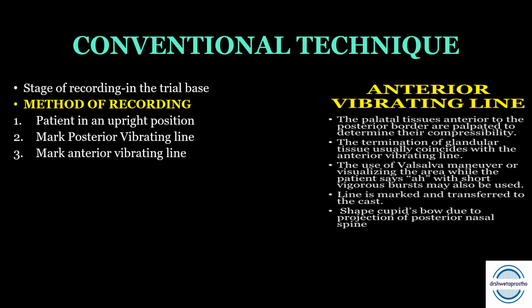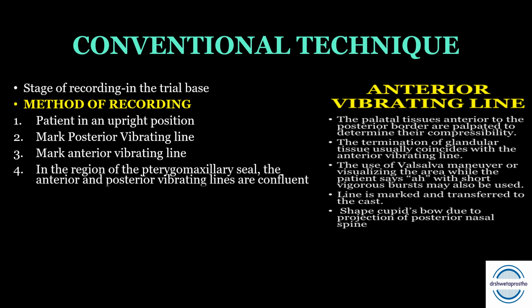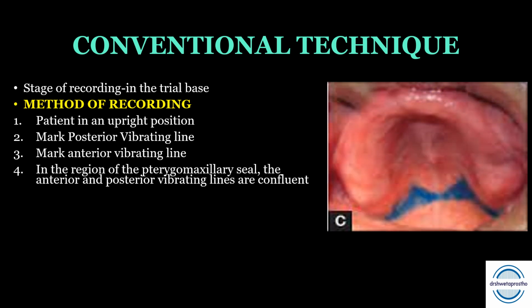Then this line is marked and it is transferred to the cast. It will be in the shape of Cupid's bow because of the projection of the posterior nasal spine. Now, in the region of the pterygomaxillary seal, the anterior and the posterior vibrating lines will meet. They are confluent. Okay, now after transferring to the cast, we will prepare the cast. That is our next step.